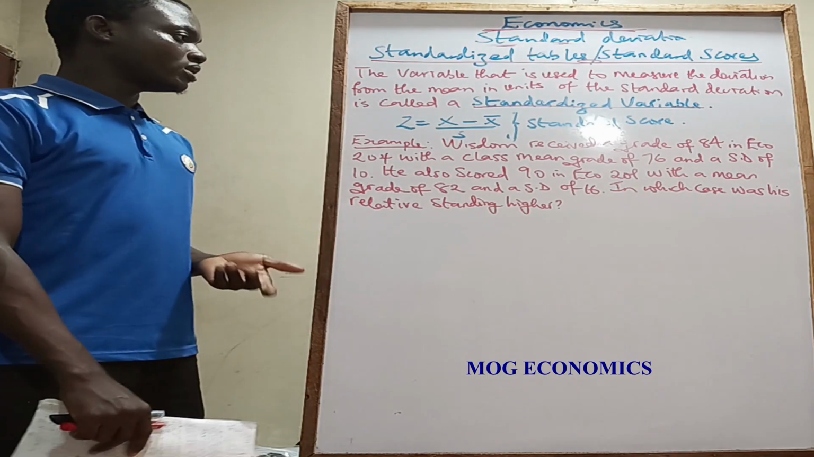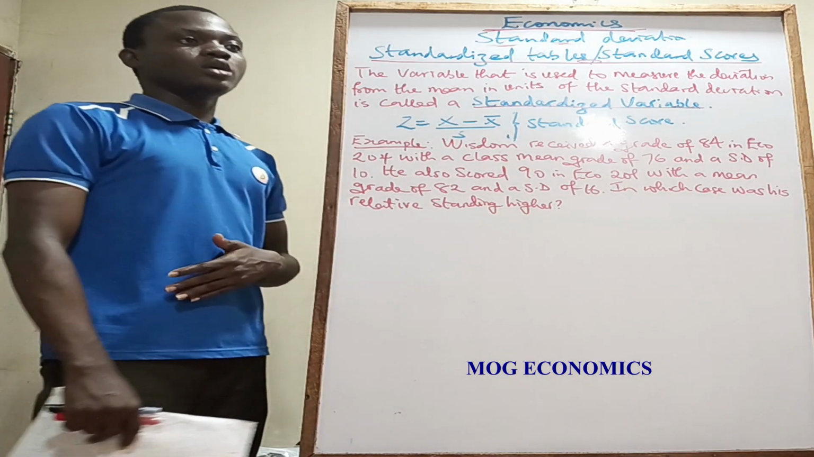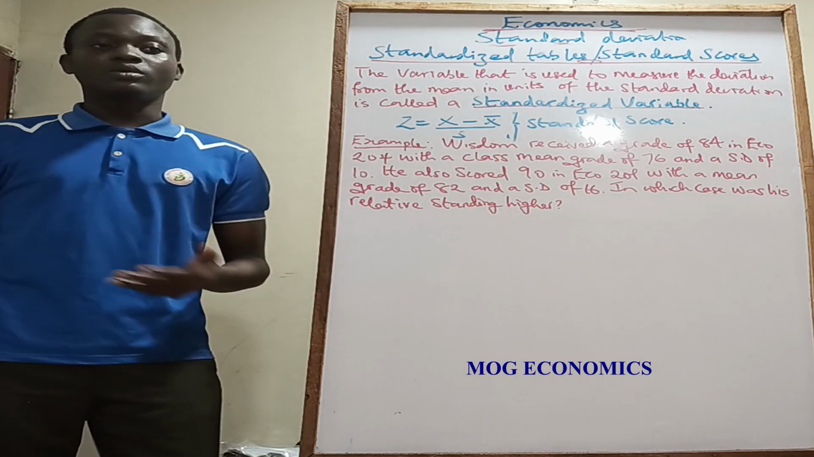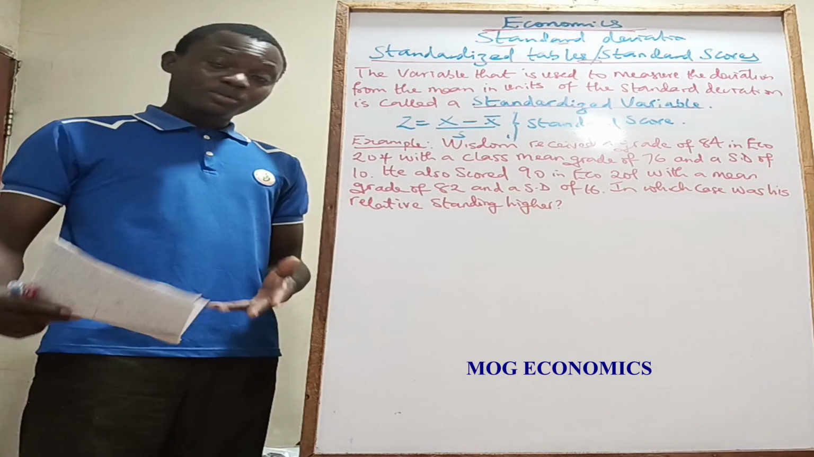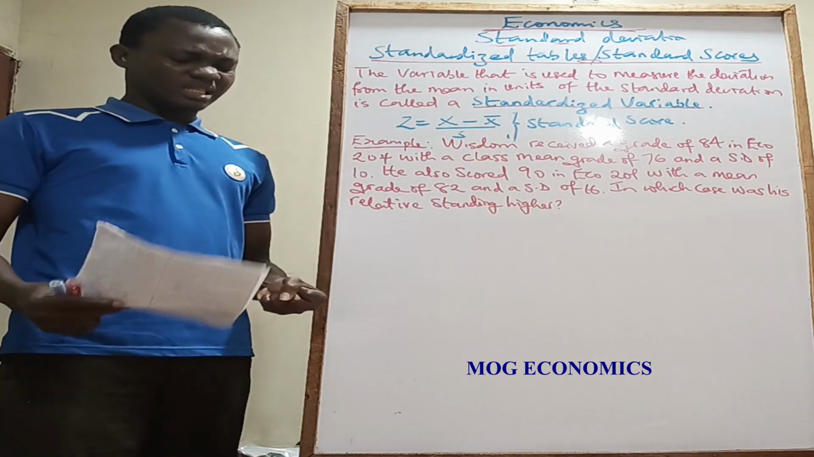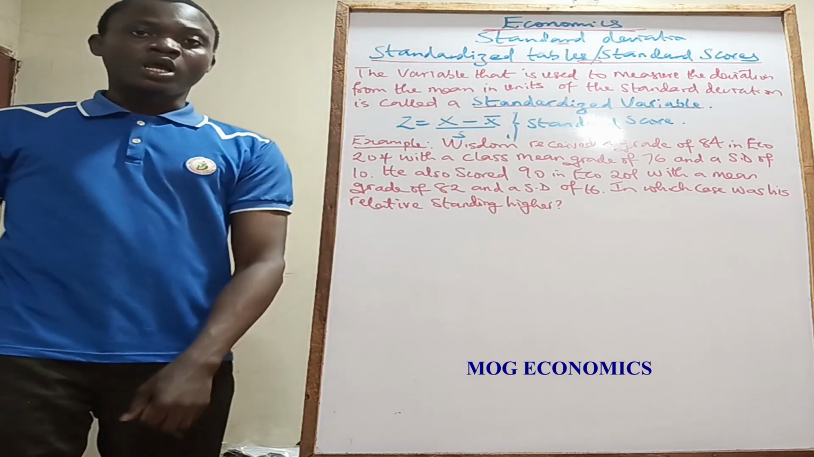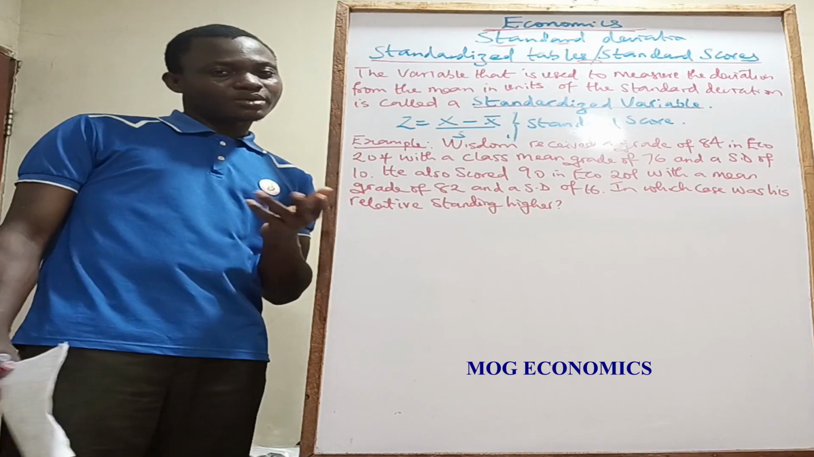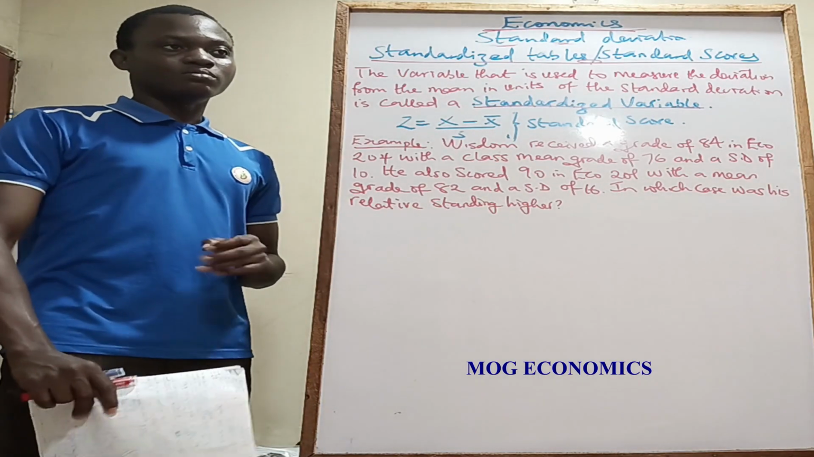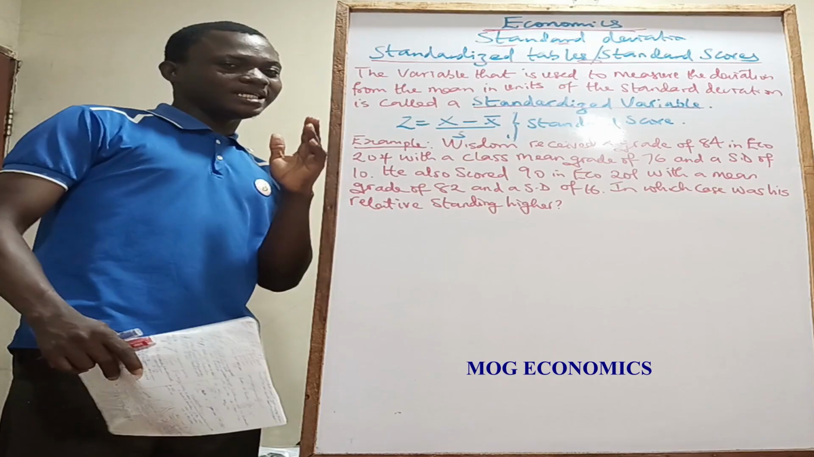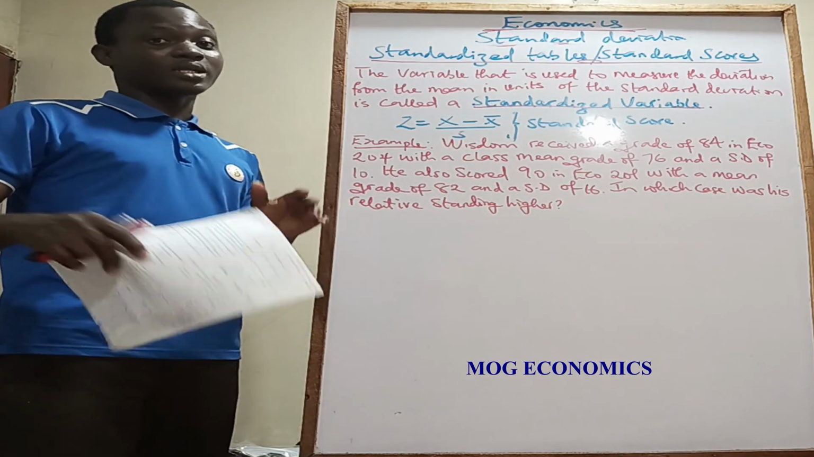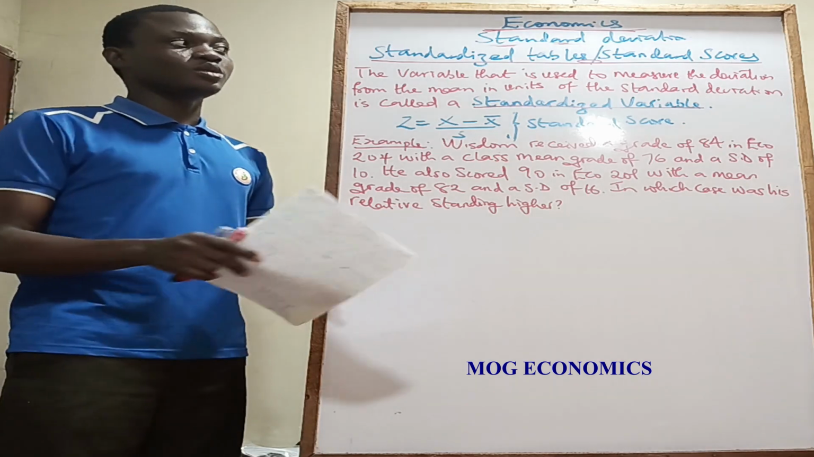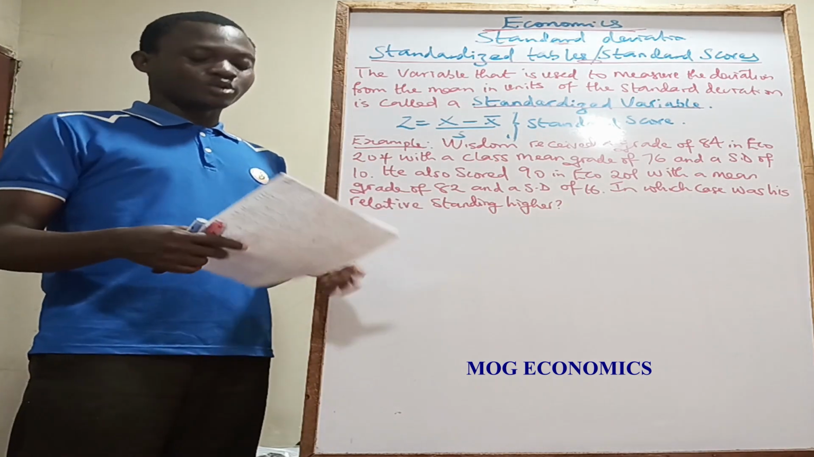So in which case was his relative standing higher? Just looking at this, he would say, I got 90 in Echo 201, so he must be feeling great. That's amazing, that's lovely. But let us look at the standard scores. Is that really what it is? Was 90 easier to get in Echo 201 compared to the 84 that he got in Echo 204? That's what we want to do now.